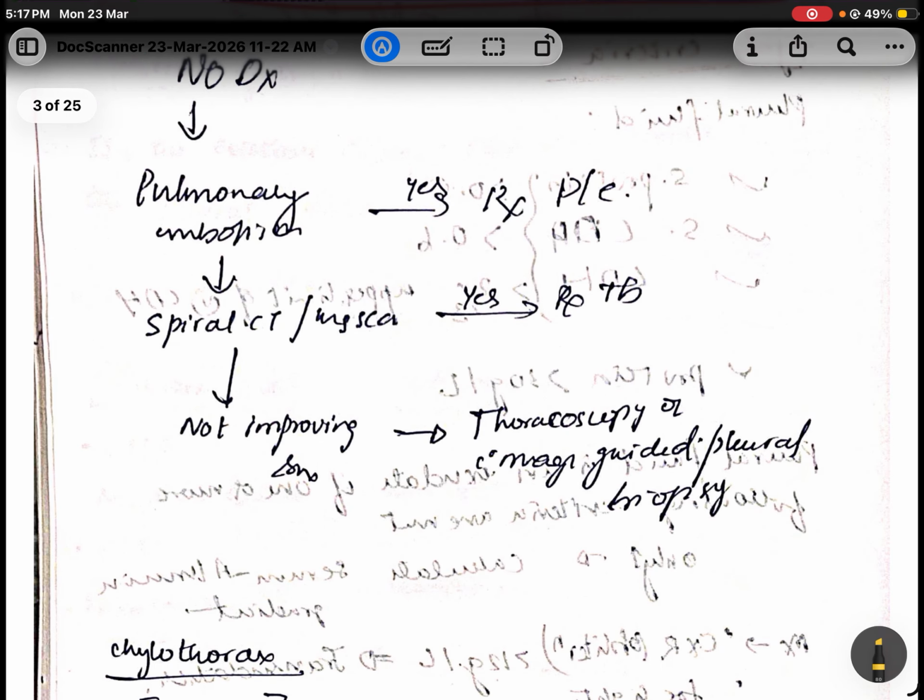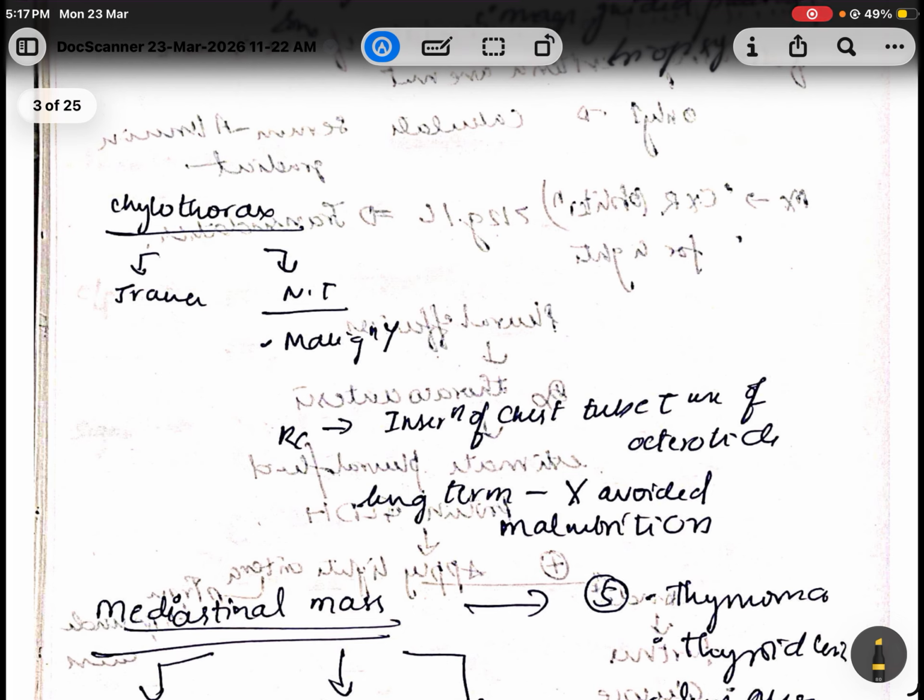And chylothorax, obviously, majority of it is basically you need to check whether it's a malignancy related thing or a trauma related thing. So basically you need to drain it out, but long term drainage has to be avoided because it's a protein, so it might cause malnutrition. So that is one of the important things.